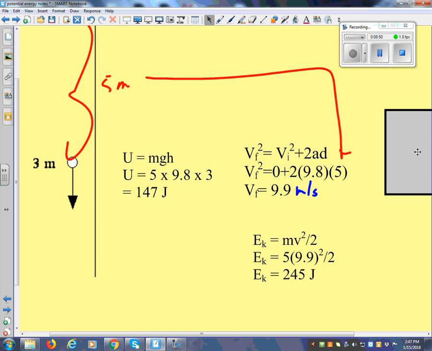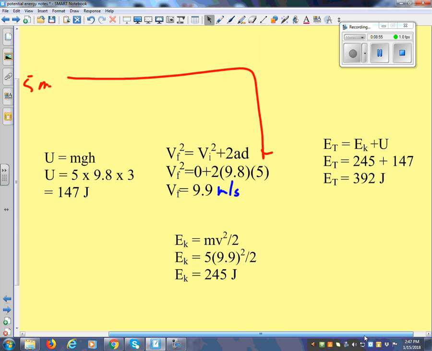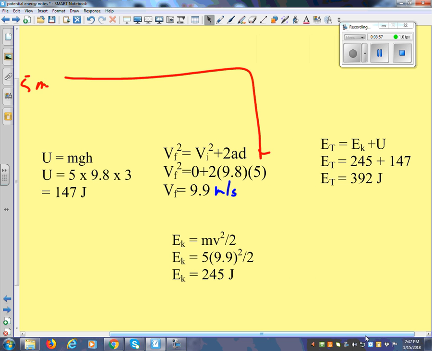Why do we have to do this? Because I want to show you that the total remains the same. Oh, add them up, because energy must be conserved, right? Because I'm trying to find the total energy.